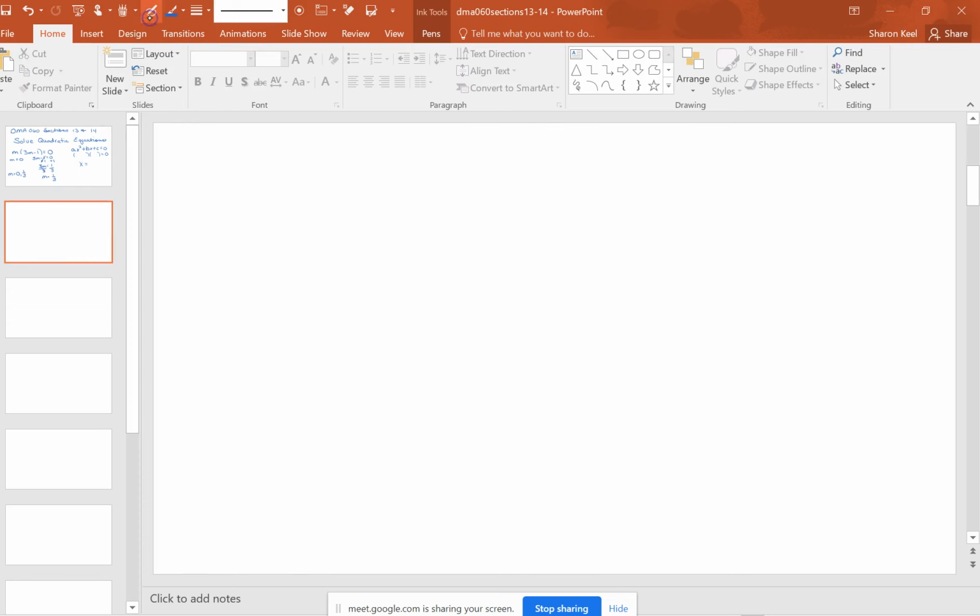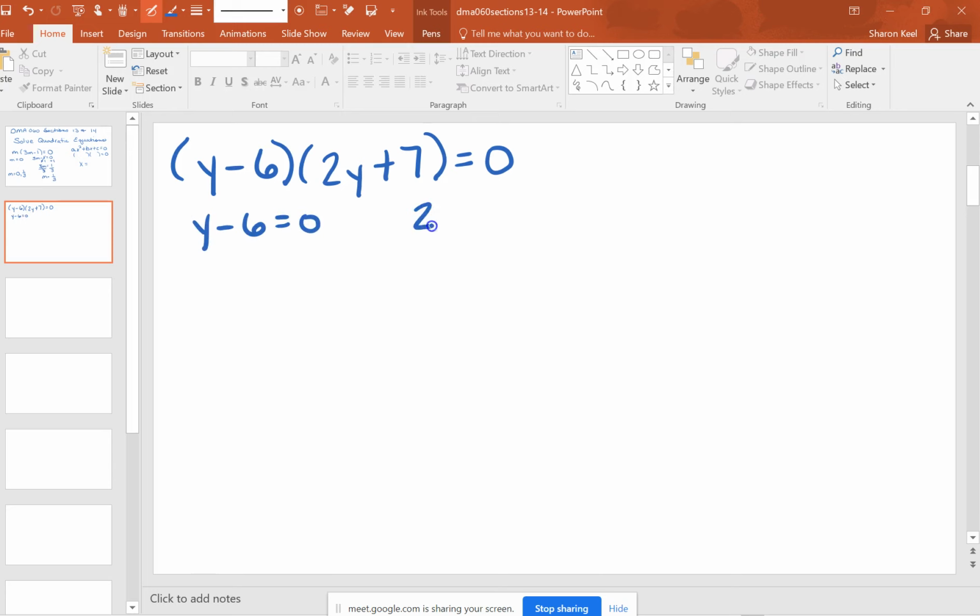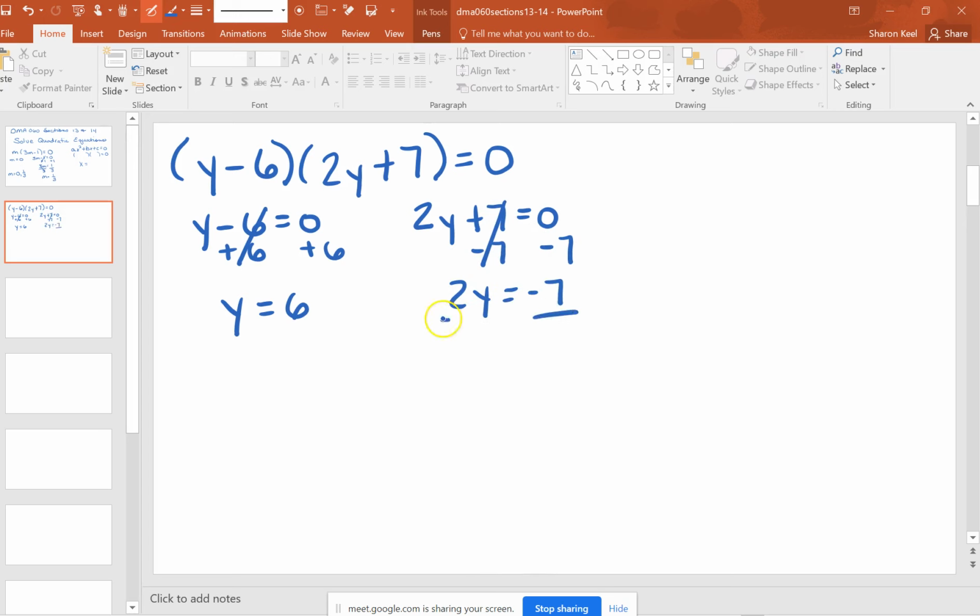I'm going to give you another simple one that is already factored. We're going to take y minus 6, 2y plus 7. It is set equal to 0. So this is already factored. I'm going to take the y minus 6, set it equal to 0, and take the 2y plus 7, set it equal to 0. So here, move your 6 over, and y equals positive 6. Here, I would move my 7 over. 2y is equal to negative 7. Divide both sides by 2. y is equal to negative 7 halves.